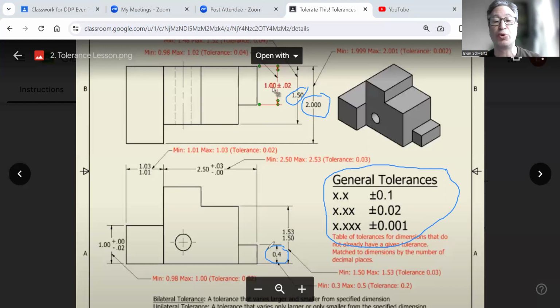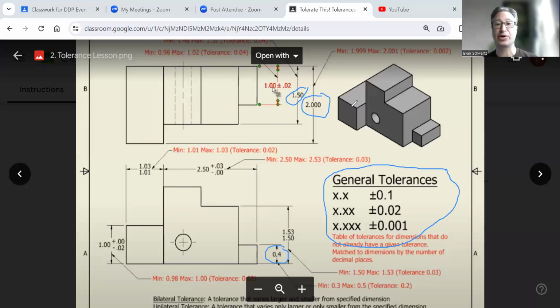For this 0.4 here, we would use this one here, which only has the tenths place after the decimal. So this can be as large as 0.5 or as small as 0.3. And the total tolerance would be 0.2.